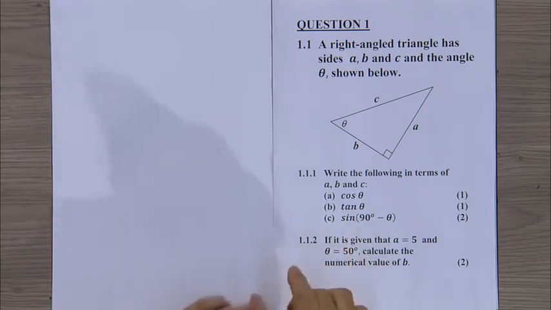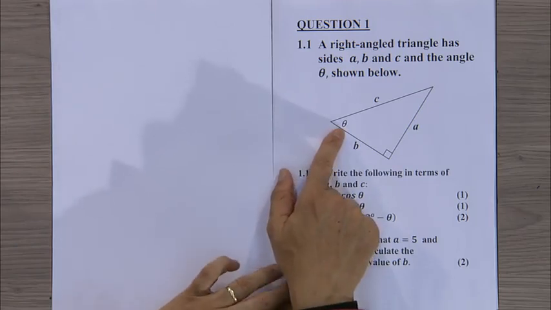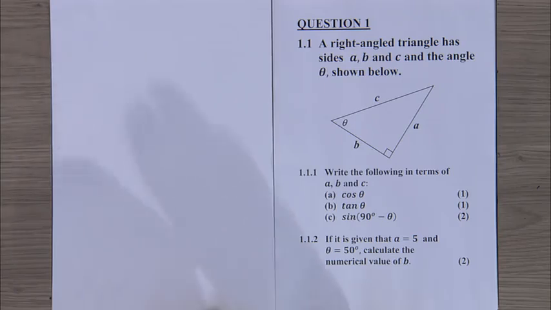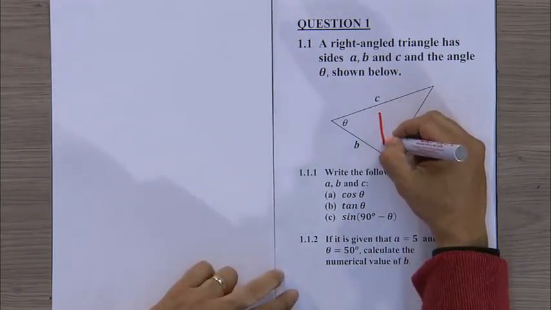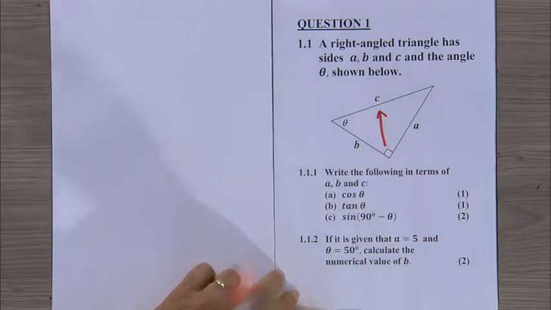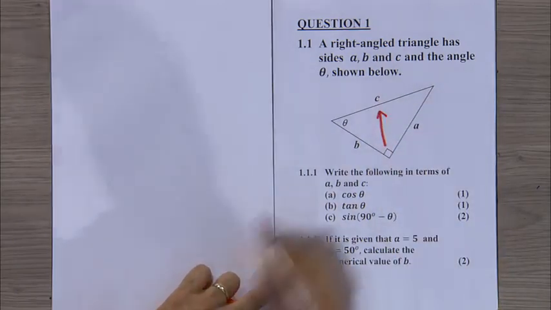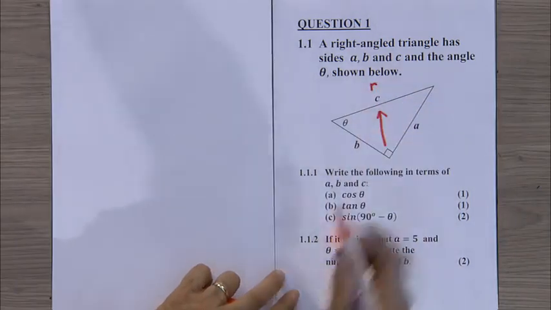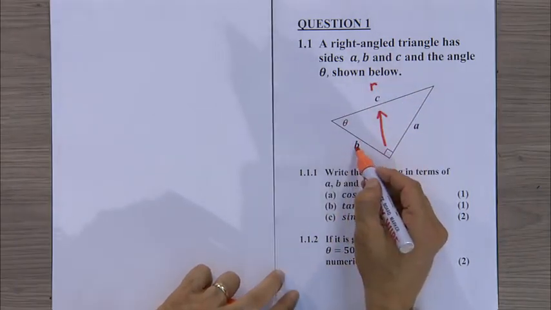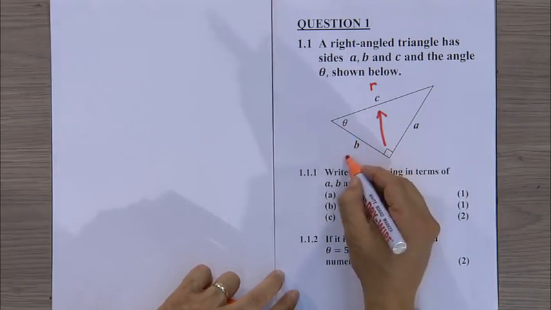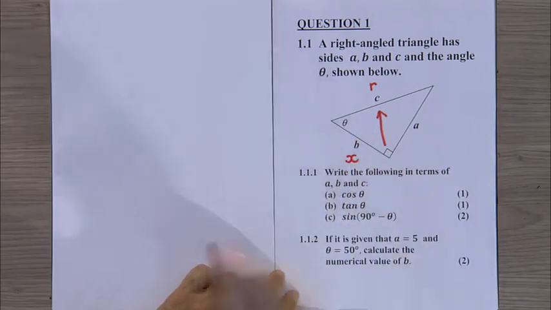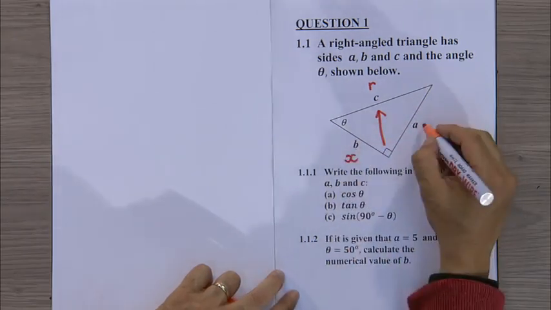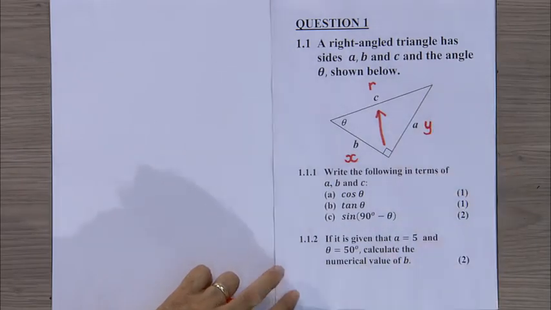Now, using that, we have to write down certain answers. If that is theta, what is the first thing I said you must do? Identify where your hypotenuse side is. There's 90 degrees, so that's the hypotenuse. Remember, the hypotenuse we refer to as r. Then the side next to the angle, adjacent. Remember I said x. And lastly, the side opposite, that we refer to as y.